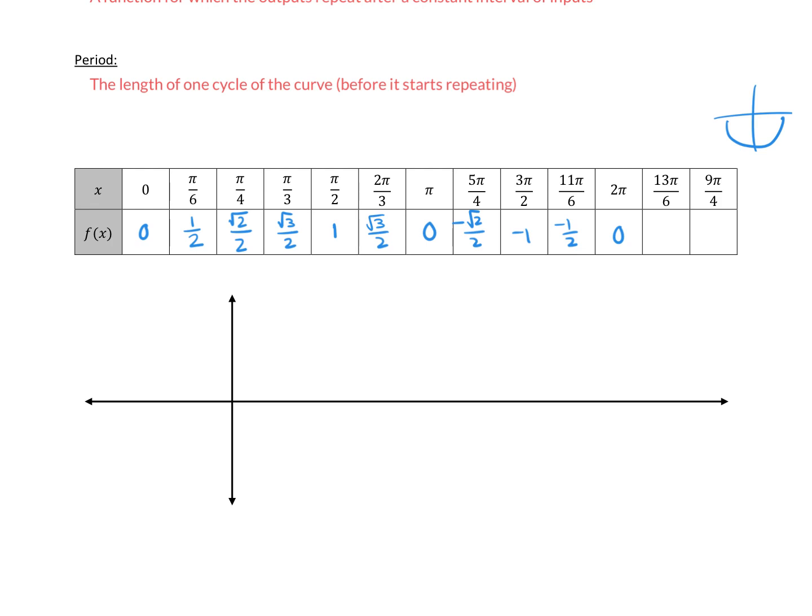And then we'll just fill in a couple more. 13 pi over 6 has a sine value of 1/2, and 9 pi over 4 has a root 2 over 2. So let's plot some important points here.